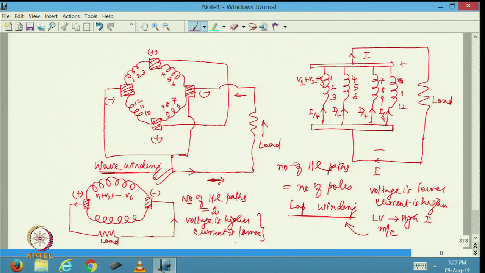So, these are the 2 different types of winding we normally adopt. We will look at the working of the generator and the working of the motor in the next class. So, we will take up specifically the generator first, then we will go into the motor. Okay?